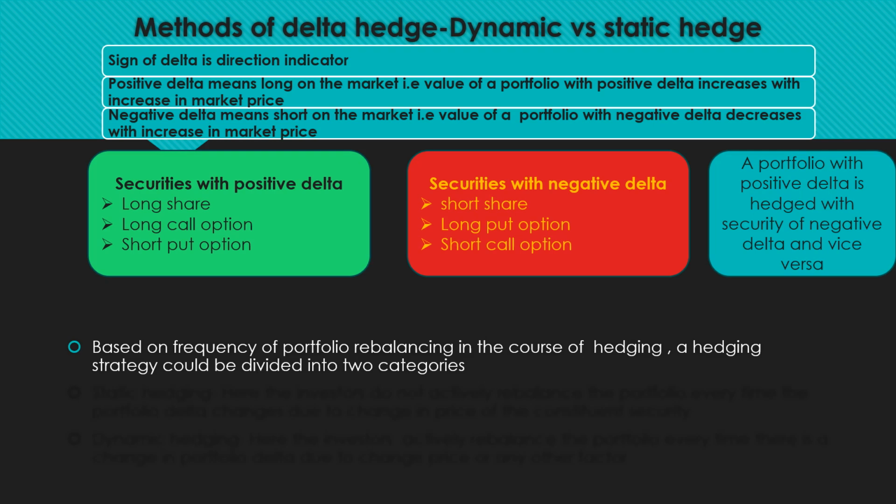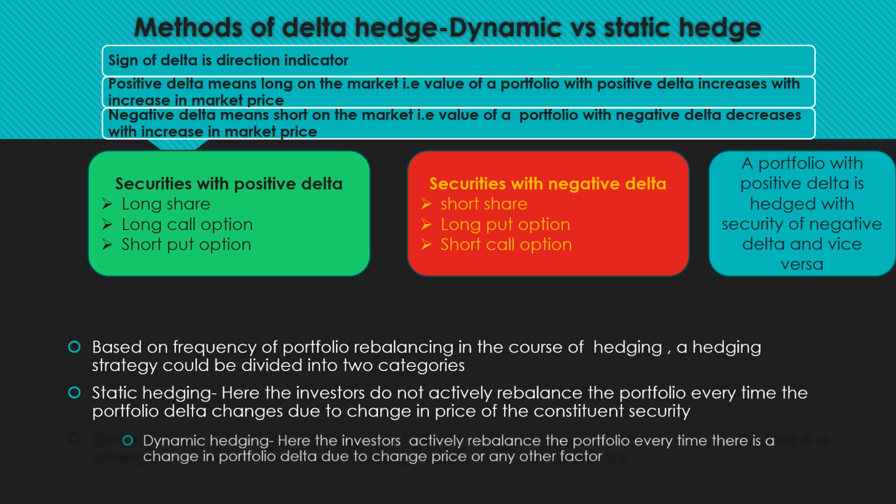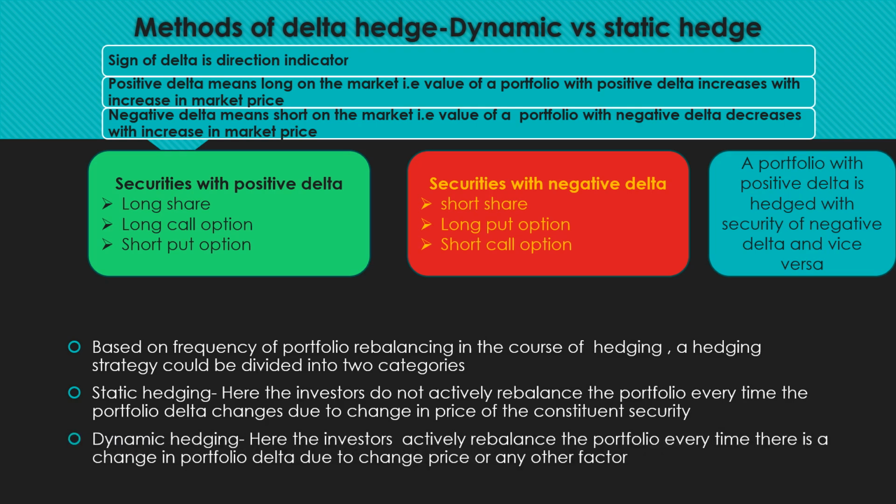Now, based on frequency of portfolio rebalancing in the course of hedging, a hedging strategy could be divided into two categories, that is dynamic hedging and static hedging. Now, what is static hedging? Here the investors do not actively rebalance the portfolio every time the portfolio delta changes due to change in price of the constituent securities. Now, what is dynamic hedging? Here the investors actively rebalance the portfolio every time there is a change in portfolio delta due to change in price or any other factor.